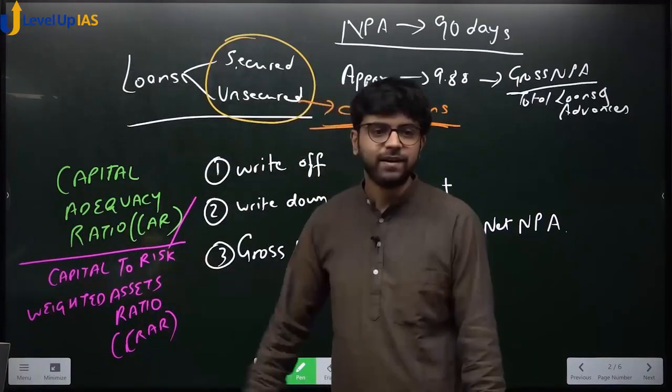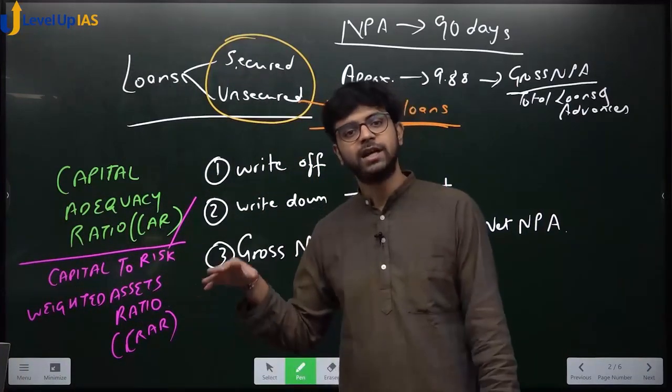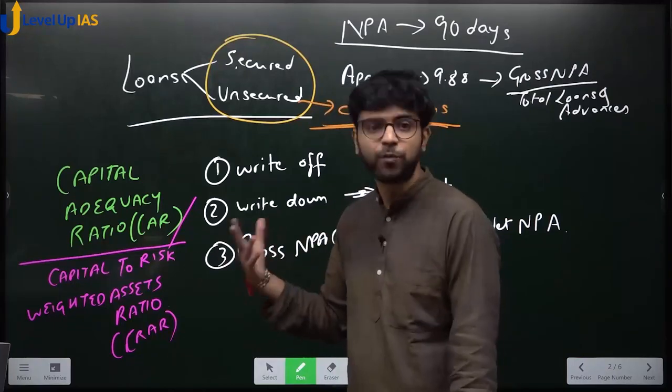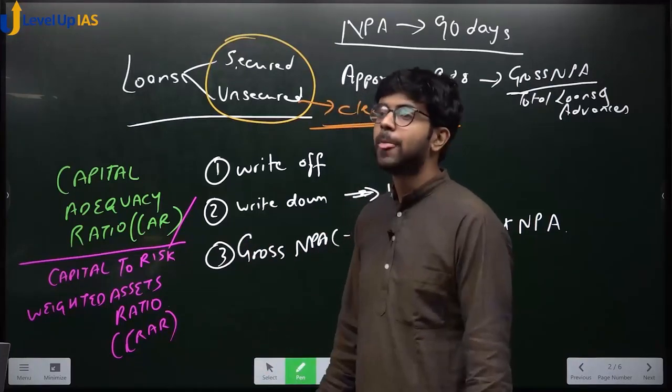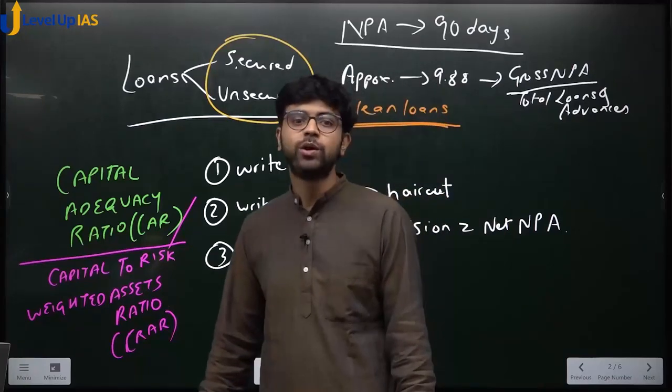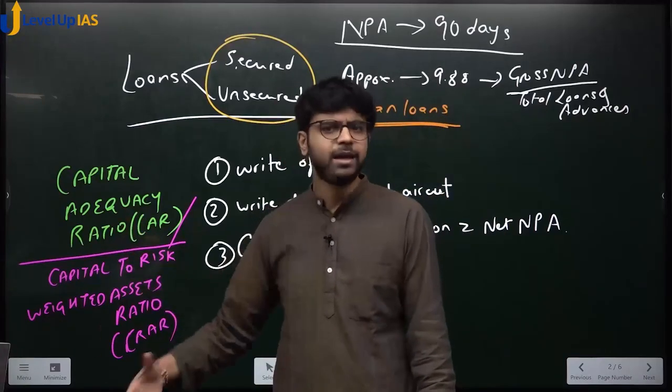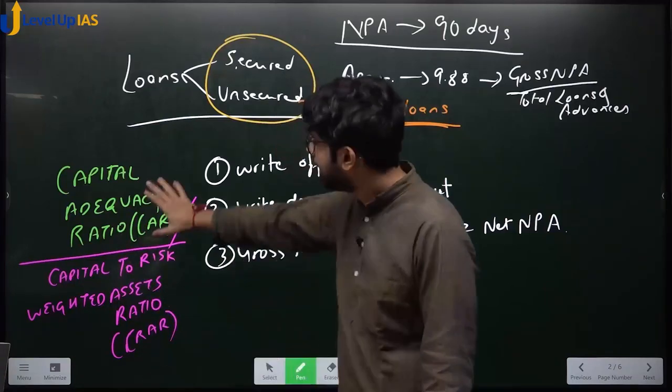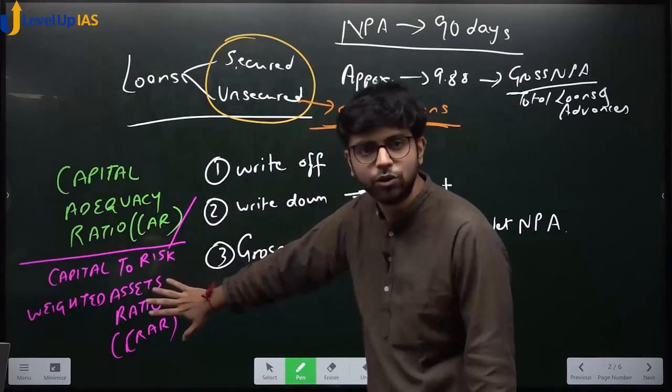Why is it called risk weighted assets? Because your loans and advances carry different categories of risk, different profiles of customers. Lending to a corporate is less risky than lending to an individual, because a corporate is a brand name. Capital adequacy ratio is the same as capital to risk weighted assets ratio.